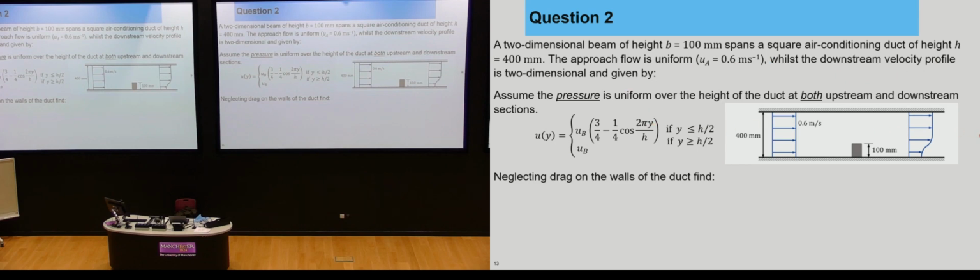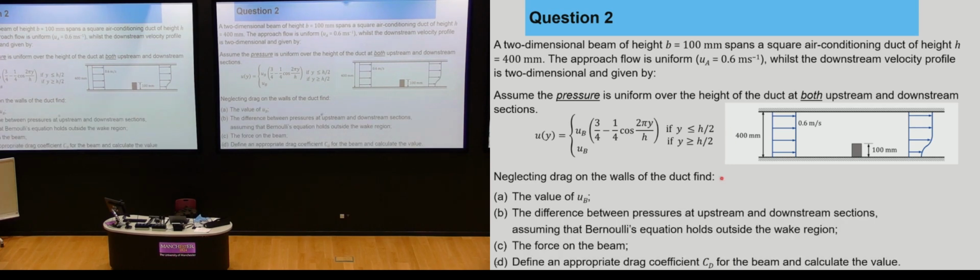So this is the downstream flow profile, velocity profile, and this is the upstream one, because this approach flow is uniform, 0.6 meters per second. It says, assume the pressure is uniform over the height of the duct at both the upstream and the downstream sections. So that's quite important for the momentum analysis. Neglecting drag on the walls of the duct, find this value UB, which is here in the velocity profile.